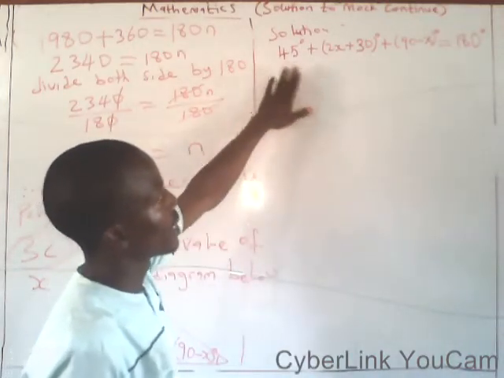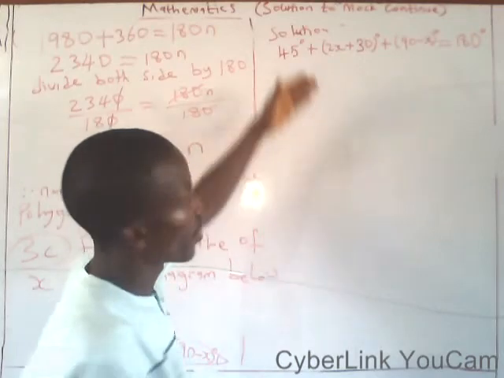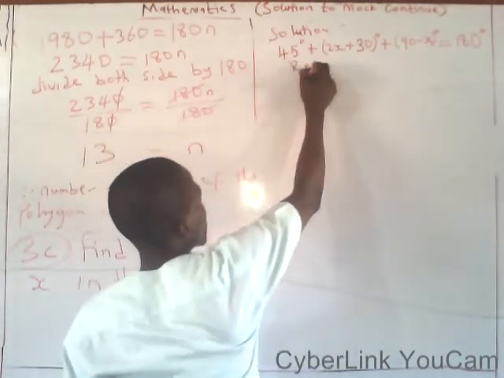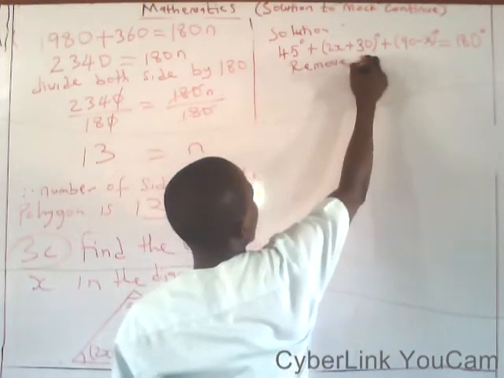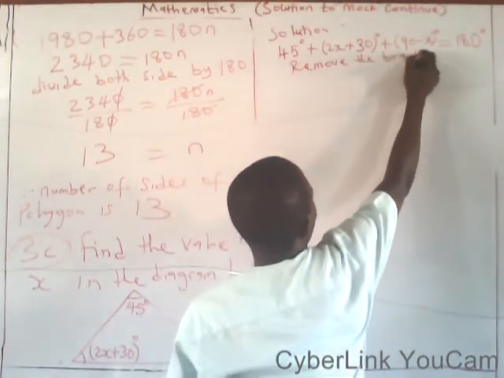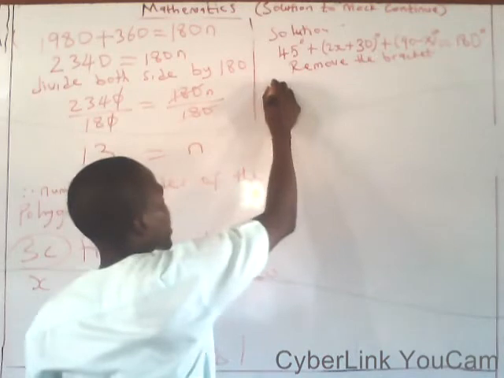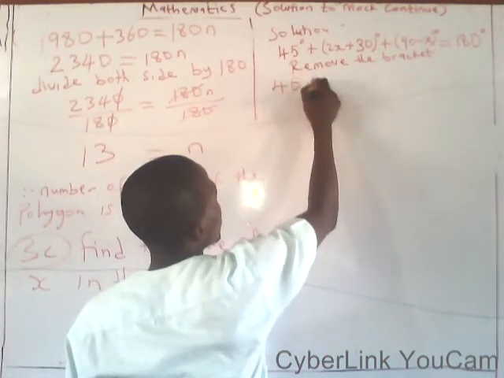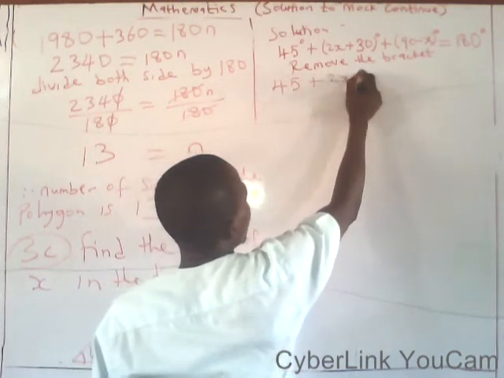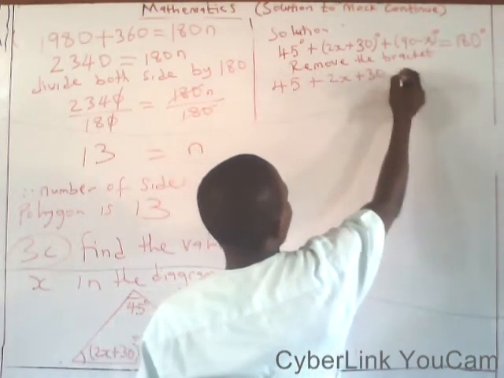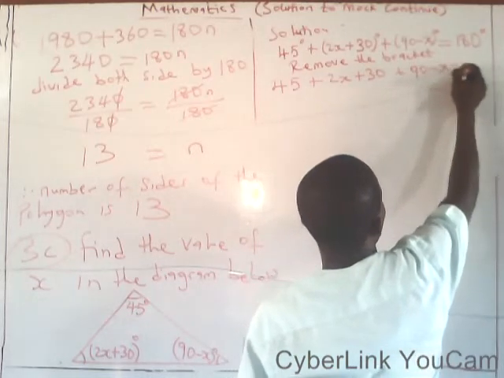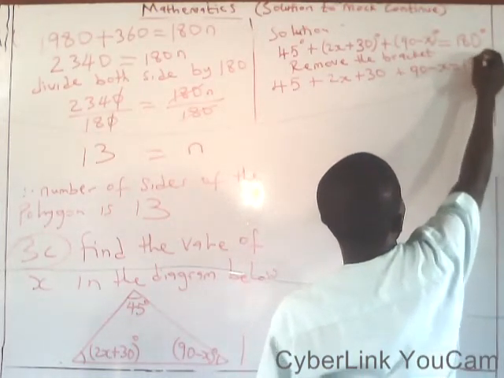Everything equals 180 degrees. Now we are going to remove the brackets. By the time we remove the brackets, we are going to have 45 degrees plus 2x plus 30 plus 90 minus x is equal to 180 degrees.